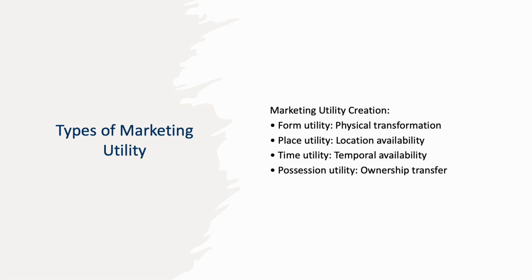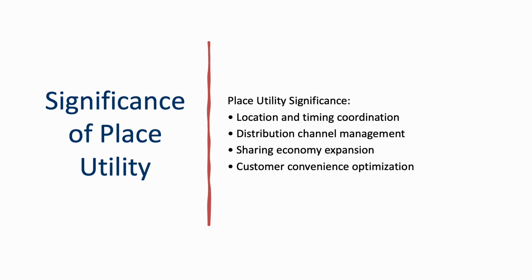Understanding these utility types helps marketers identify where value is created in the marketing process and develop strategies to enhance utility delivery. Companies that excel at utility creation tend to achieve higher customer satisfaction and stronger competitive positions. Place utility represents one of the most critical forms of value that marketing creates for customers. It addresses the fundamental need to make products available when and where customers want them, bridging the gap between production locations and consumption points. Effective place utility management requires sophisticated coordination of location and timing factors to ensure customer convenience and satisfaction.